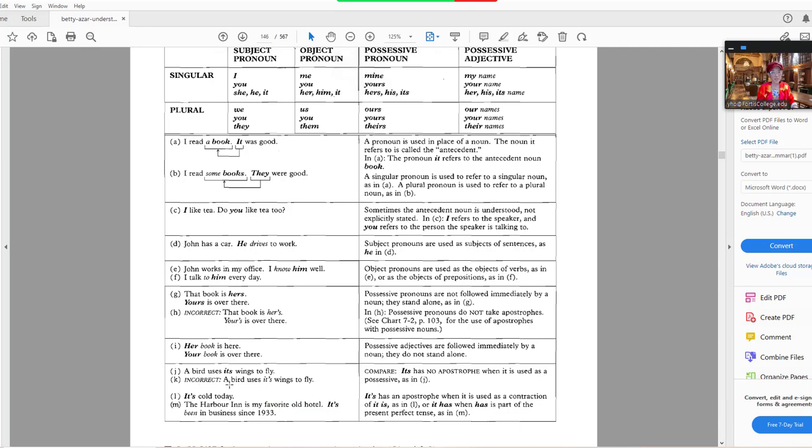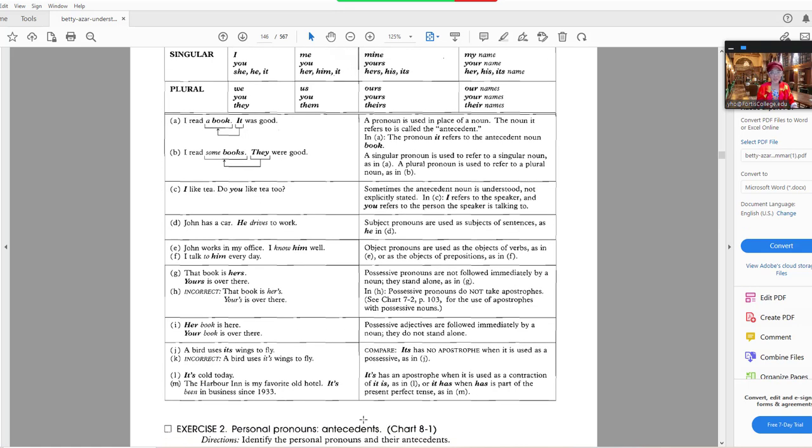A bird uses its wings to fly. It has no apostrophe when it is used as a possessive. So a bird uses it's wings to fly is incorrect because it's stands for it is. It's cold today. So it's stands for it is. So it has nothing to do with possessives.